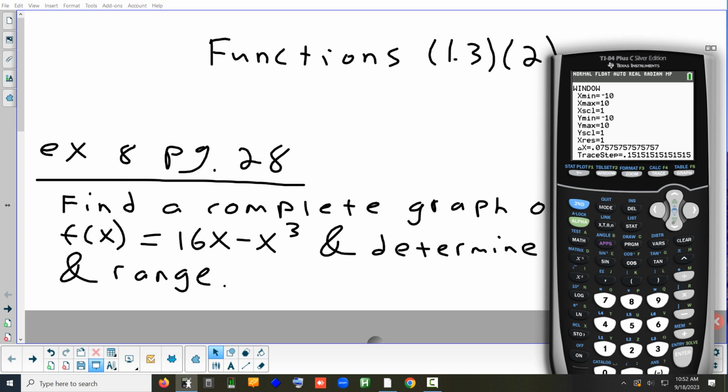So let's set the y min. Let's try -40. And for y max, let's try +40. If it still goes off the screen, well, we'll do it even bigger. Okay, the x min and max, I just kept -10 to 10. Okay, now when I hit graph, yeah, I think that looks pretty good.